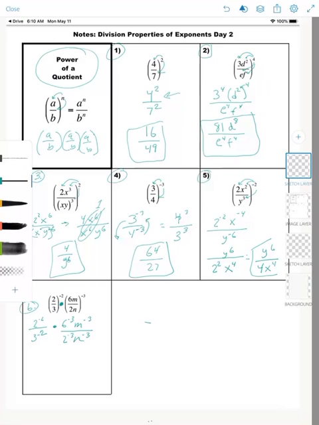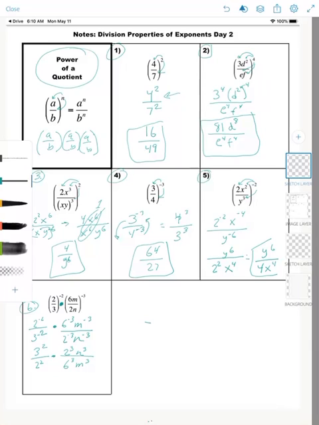Now on this fraction on the left, these need to switch places to make the exponents positive, so we have 3 to the second over 2 to the second. The same thing's true in this other fraction, basically flipping the whole thing upside down. 2 to the third, n to the third, 6 to the third, m to the third.